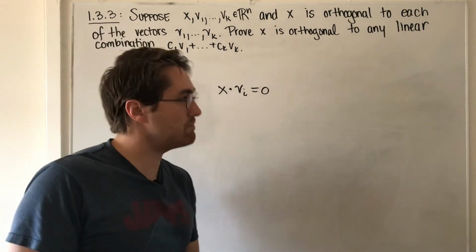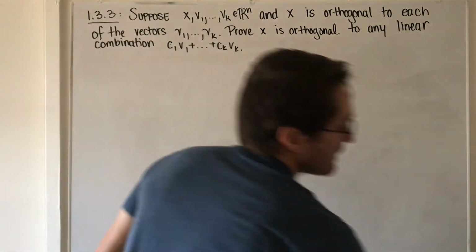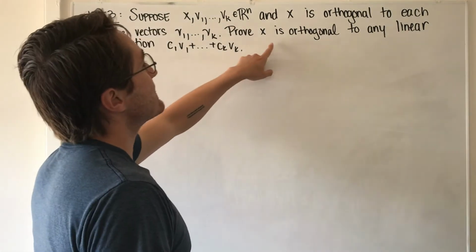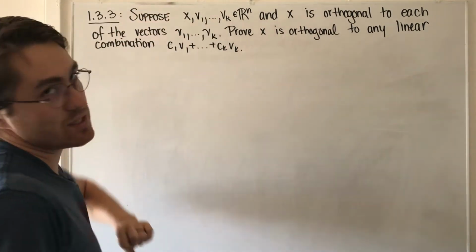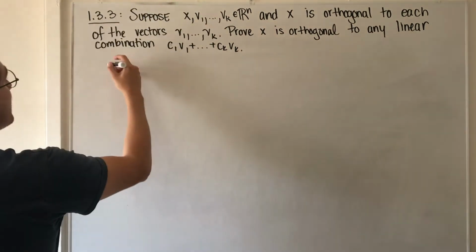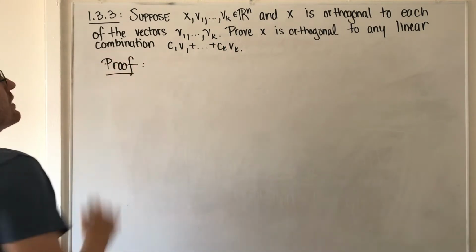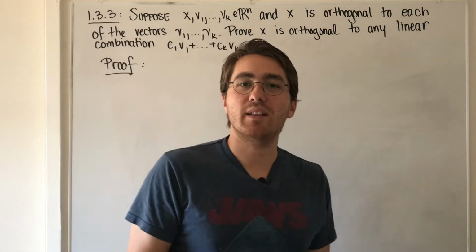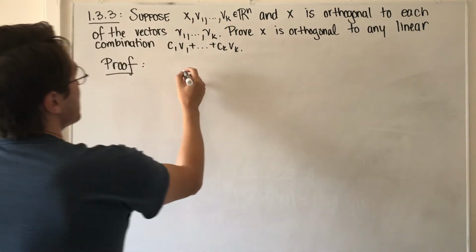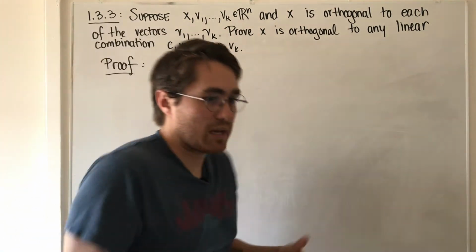That's what that means. So what we want to show is that this then implies that x is orthogonal to any linear combination of these vectors. Okay, so let's go ahead and show that. Proof. Okay, so this is going to be a kind of nice tight one-liner. So what I want to show is that x is orthogonal to this. So, how would I show that?